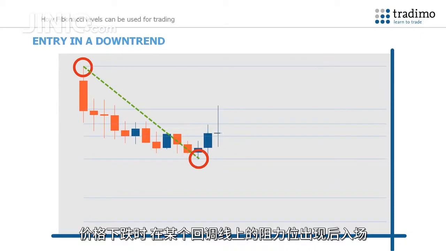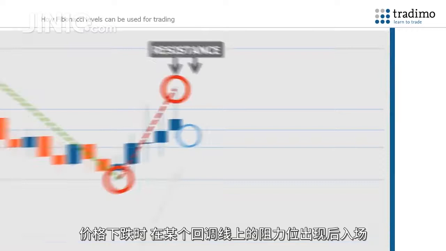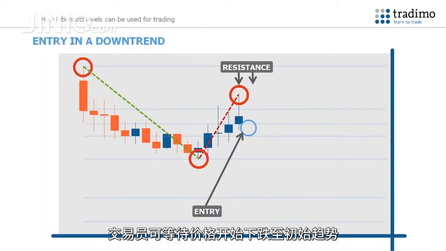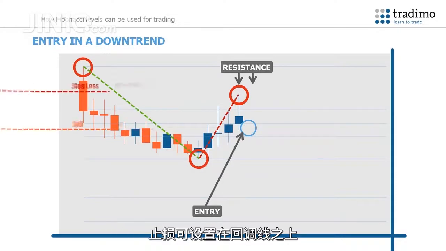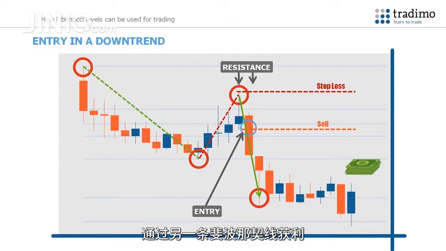In a downtrend, an entry could be taken after price has found resistance at one of the retracement levels. Traders can wait until price begins to move down in the same direction of the original downtrend. Again, the entry is made with the stop loss above the retracement level, and profit can be taken at another Fibonacci level.